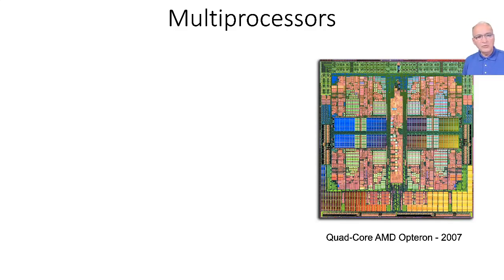Here I have a picture from the quad-core AMD Opteron. It's a 2007 vintage processor. All processors that are produced today are multi-core processors. And in this picture, you can clearly see on the four corners are the four processors. And that area in the center of the figure that's more homogeneous is memory. And this area here is most likely networking and other services. This is a multi-core microprocessor.